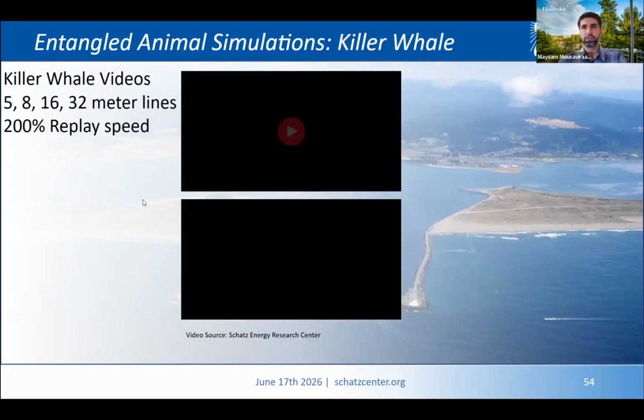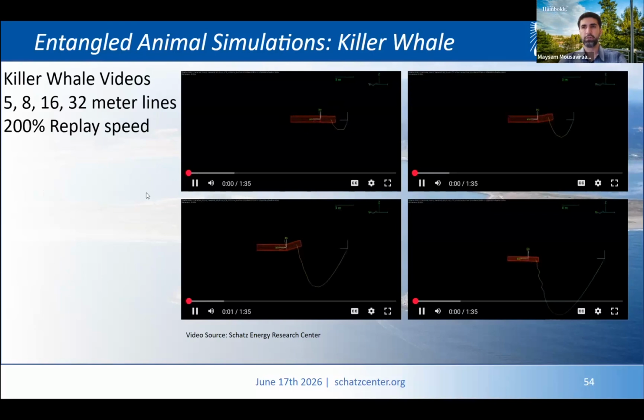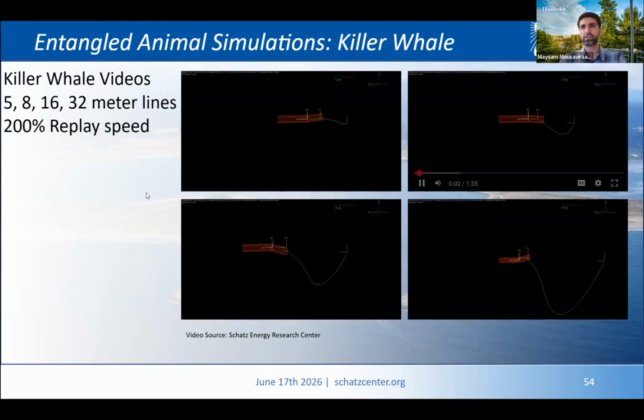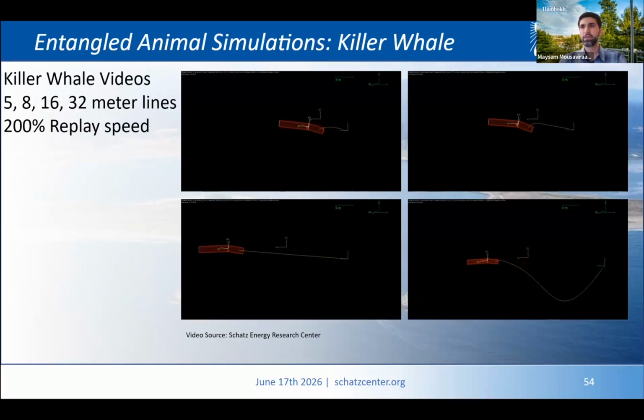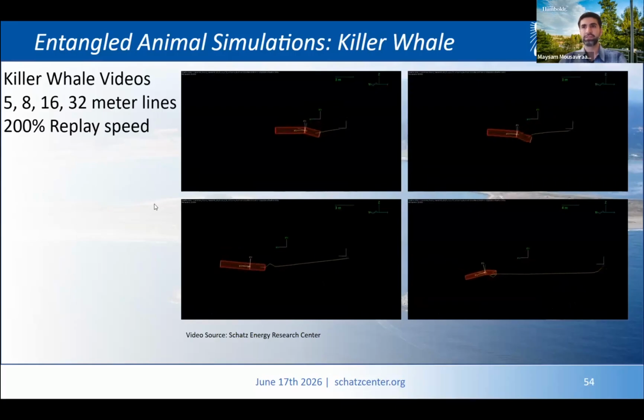Next slide, this one shows the same idea, but for a different species. This one is for killer whales. The size and force scales are obviously different, but also the behavior frequency is different from the previous simulations. This is important because detectability is not only about size. A smaller animal with higher frequency motion can sometimes create a signal that stands out more clearly than we might expect.